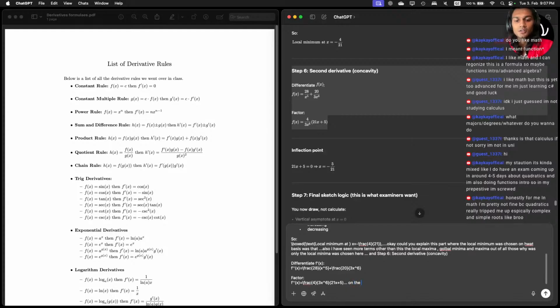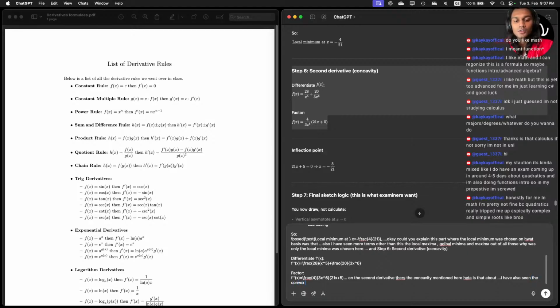And on the second derivative, there's the concavity mentioned here. What is that about? Also seen the convex or concave nature.